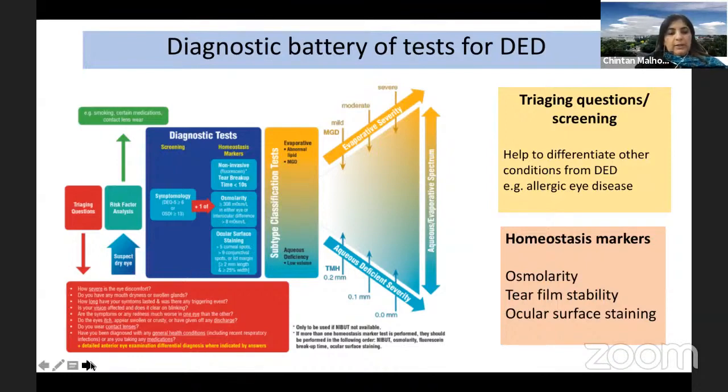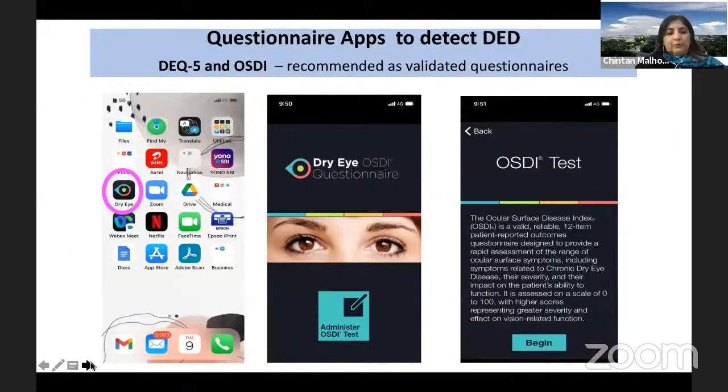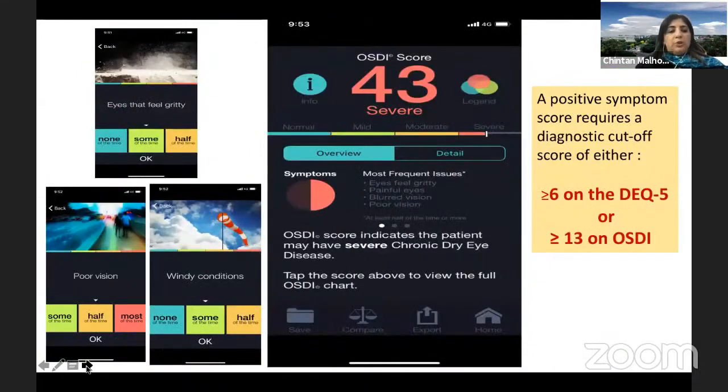So for the questions, this is a screenshot of my phone, actually, where I have the questionnaire app. The OSDI is available as an app. One can download it. And as one clicks on begin, it shows the patient visual images and asks questions related to the symptoms, whether they feel gritty, whether they have a foreign body sensation. It asks questions related to vision, showing images so that the patient can understand better, and also the environmental conditions which cause a problem. And at the end of it, it very nicely gives out a report, which can also be saved and compared to the reports on subsequent tests.